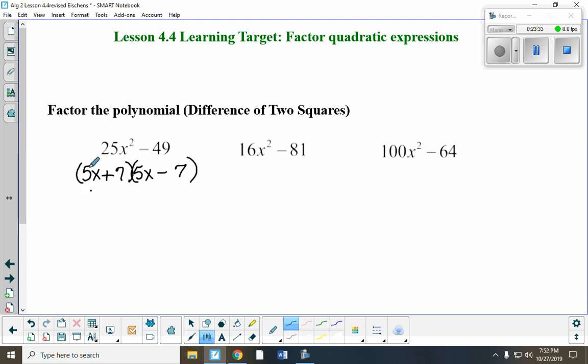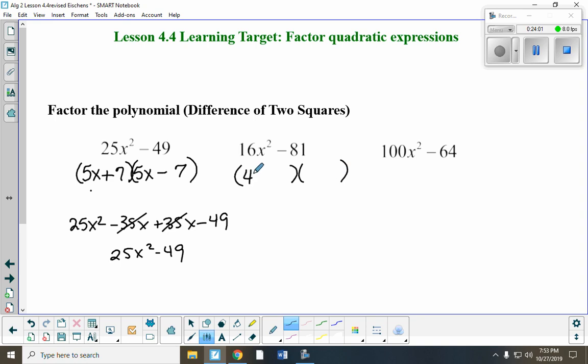See, look at if we FOIL this together, you would have 25x squared. The outer is minus 35x. The inner is plus 35x. And the last is minus 49. Look at your middle terms. They go away. So that equals 25x squared minus 49. So that plus and minus, that is what gets rid of your middle term. So here, difference of two squares.